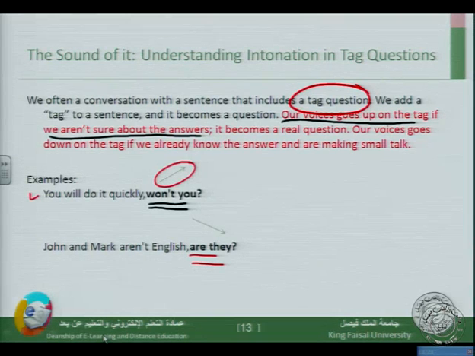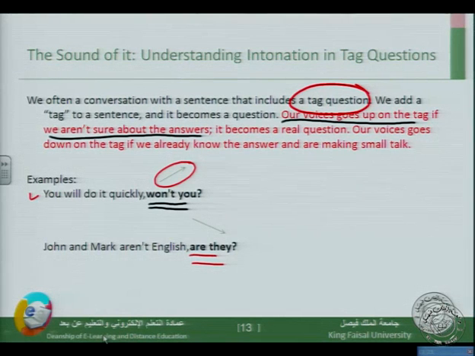My voice at the end goes up. So my voice went up on the tag because I was not sure about the answer. So it becomes a real question because I'm not sure, I need an answer. So when I say, you're English students, aren't you? You said yes. Because when I say aren't you, it means I want an answer from you. I'm not sure about the answer. So I need an answer, okay?